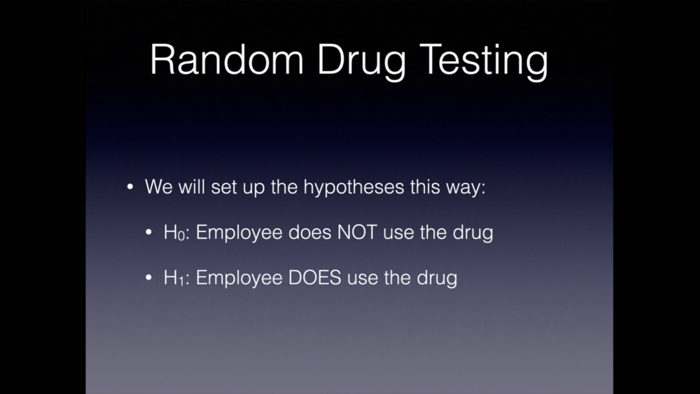Now, consider those questions. We're going to set up the hypotheses in the first way that we discussed, where the null hypothesis is that the person does not use the drug. That's our assumption going into it. When we randomly select somebody to test, we're going to assume that they're not using the drug that we're testing for. And then the alternative will be that the employee does actually use the drug. And so we're assuming that they don't use the drug and then giving the data, giving the test, the opportunity to convince us otherwise, to convince us that they do in fact use the drug.